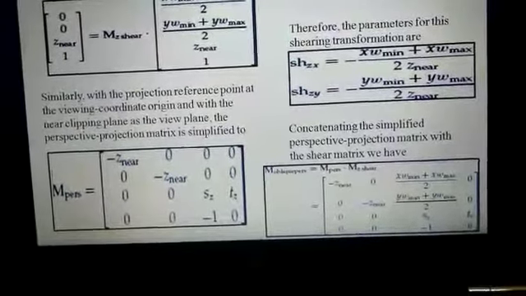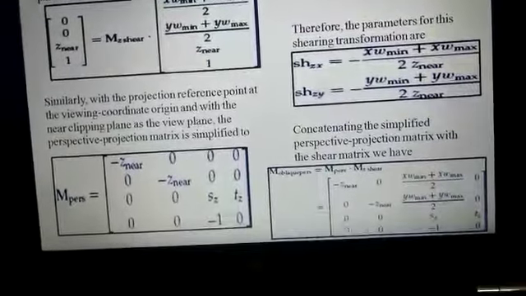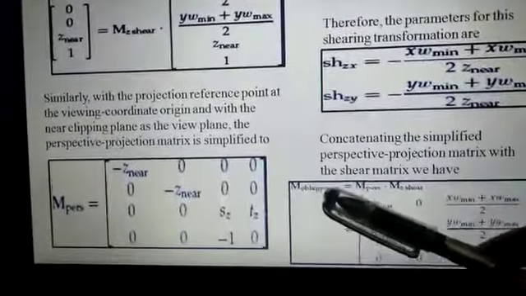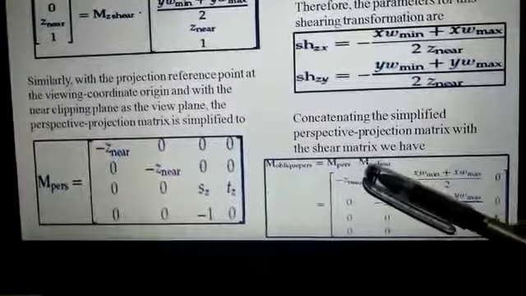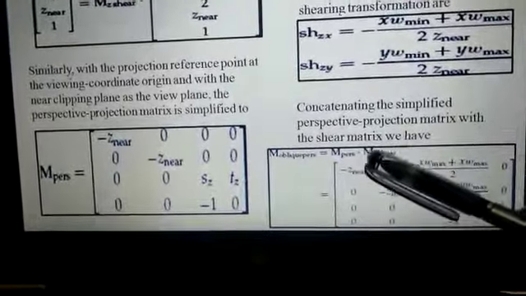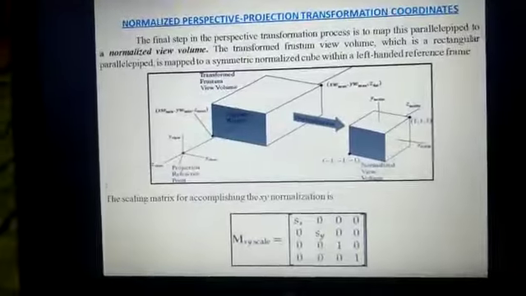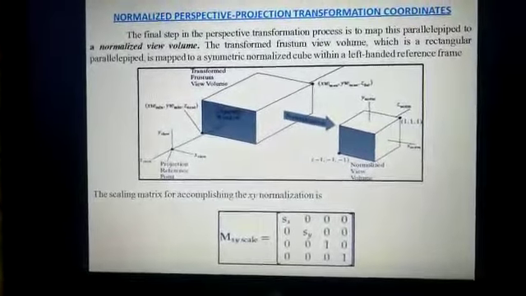Concatenating the simplified perspective projection matrix, we can conclude that M oblique perspective is given with respect to the matrix of perspective and the matrix of shearing with respect to the z coordinate. Normalized perspective projection transformation coordinates.